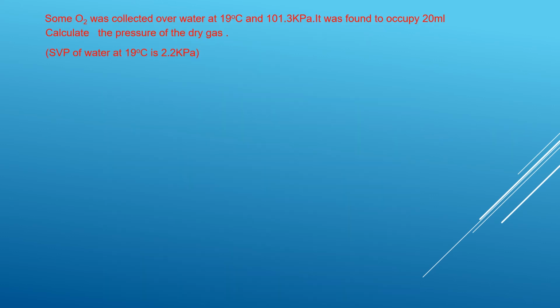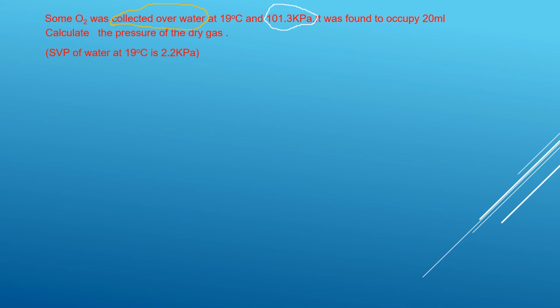In this example, we have some oxygen gas collected over water. Your clue is this bit here. If you are given the information of so and so gas collected over water, that is your clue. As soon as you read this part here, you have to calculate the pressure of the dry gas using the formula that we have just learned. So let's see. We have the temperature, we have the pressure, and we have the volume. This particular pressure that we have, this 101.3 kilopascal, is known as the atmospheric pressure.